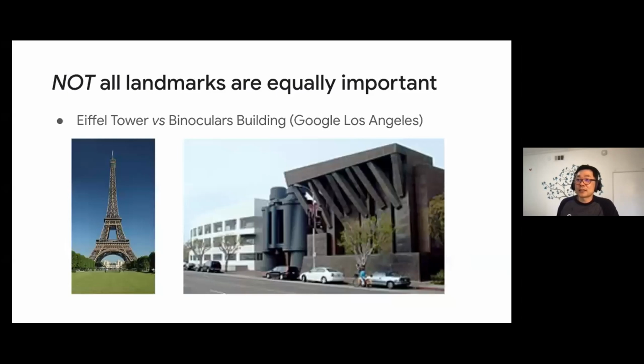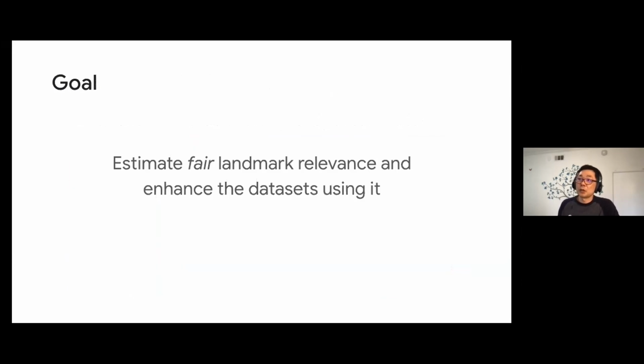Then, what is the justification of adding certain landmarks but not adding others? How do we determine how many images to add for these landmarks? It should be based on some kind of fairly defined importance or relevance, we call it, because we prefer to use the term relevance here because the term importance is highly subjective and harder to define. Each landmark has its own relevance. That's where we start from. So this is our goal. We want to estimate fair landmark relevance and use it to enhance our data sets in terms of fairness.